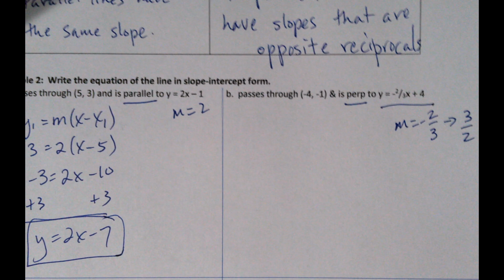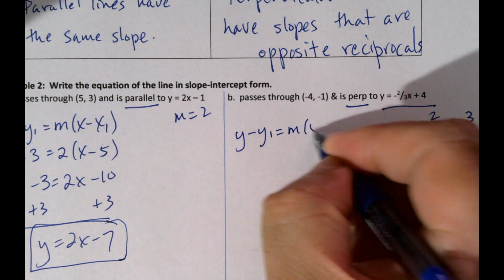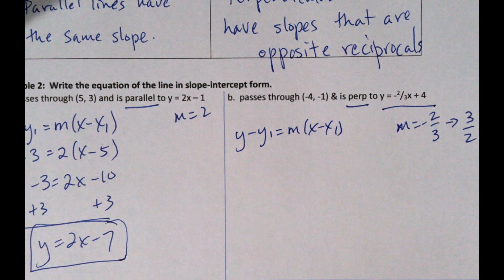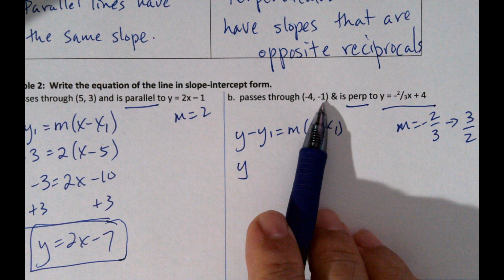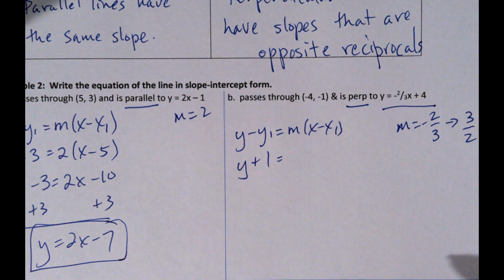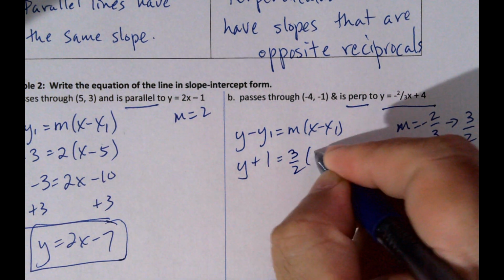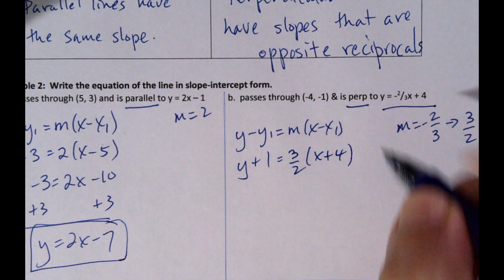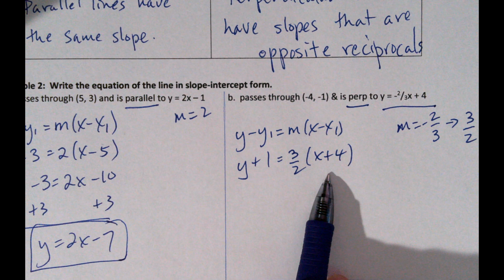Now we go back to that point slope form. Fill it in with what we got. So it's y. Now, that's a negative 1. So it's y plus 1. It's minus a negative, making it a plus. M is 3/2. X plus 4, right? Whenever you subtract a negative, it just basically changes to a plus. Or minus negative 4. That's why it's a plus 4.